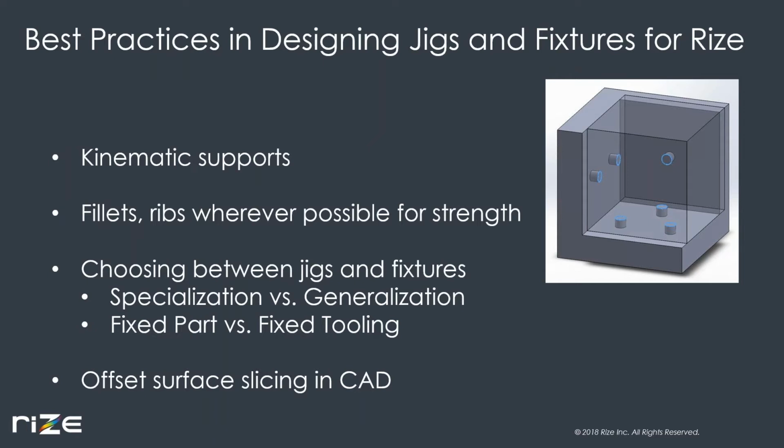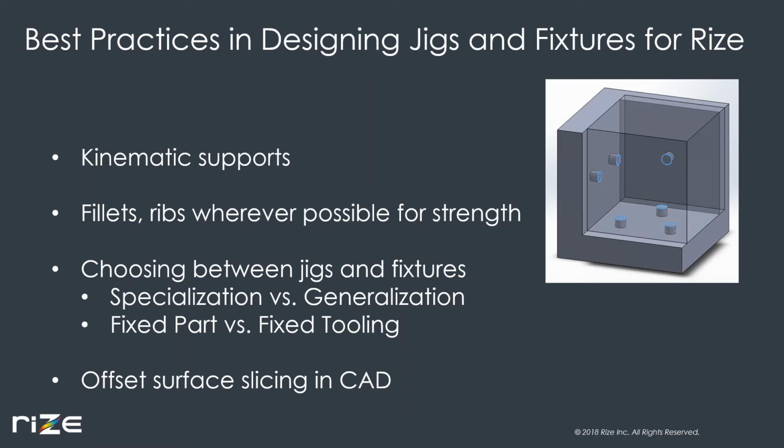Next, I'm going to discuss some best practices and important things to consider when you're designing jigs and fixtures for production with RIZE. To maximize accuracy and repeatability, it's best to use some form of kinematic supports to ensure that every workpiece is identically located during the process.